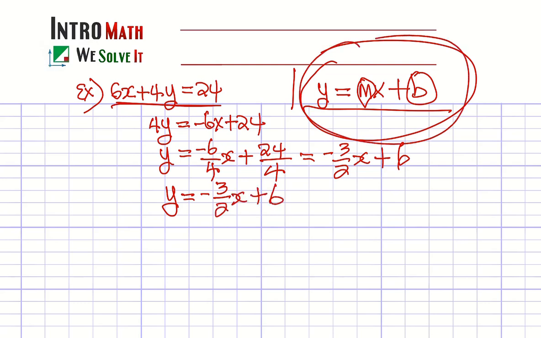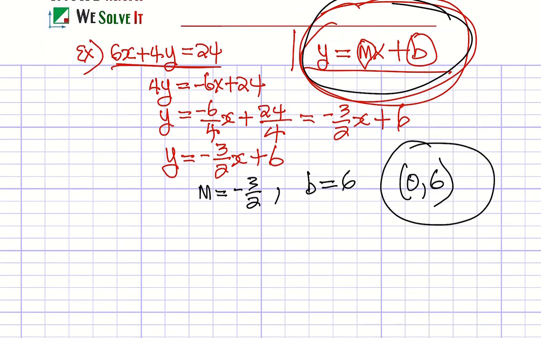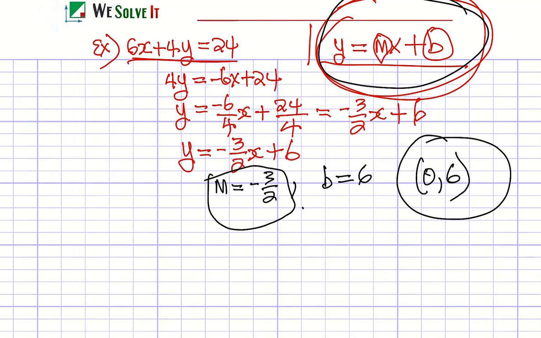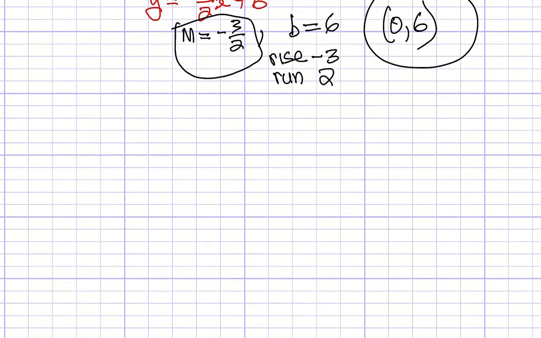So you compare it to that one here. You will see that m is equal to minus 3 over 2, and b is 6. And we said several times that is the point 0, 6. So we'll have this point and we'll have this information. Don't forget, rise is equal to minus 3, run is positive 2. So with that information we can draw the graph.